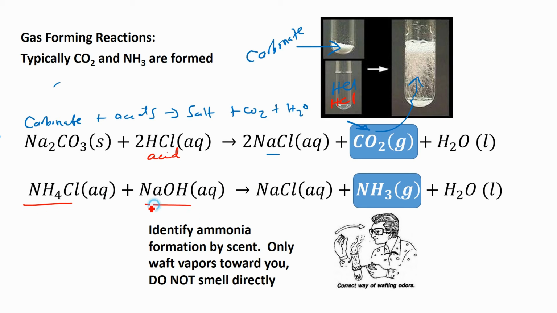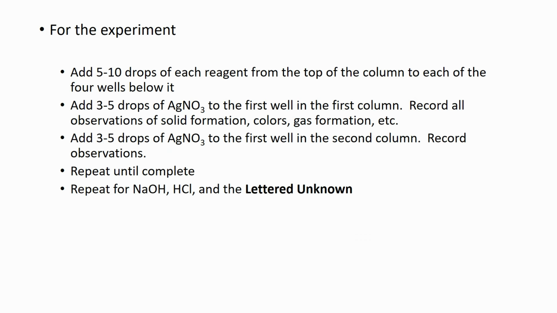If you react ammonium chloride with sodium hydroxide, you're going to get ammonia. The way to detect it is using your nose. You use the wafting method, not putting your test tube directly on your nose. You just waft with your hand. There's going to be a pungent smell of ammonia. In fact, this is one of the reactions happening in your petri dishes. So this would have been the procedure. You just add 10 drops of the reagents to be tested, then you add the reagents that test, and then you just record the observation.